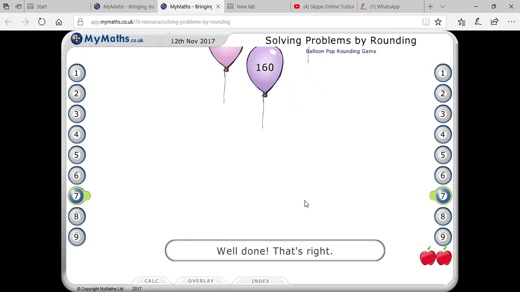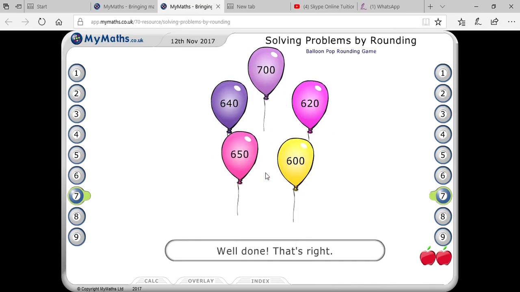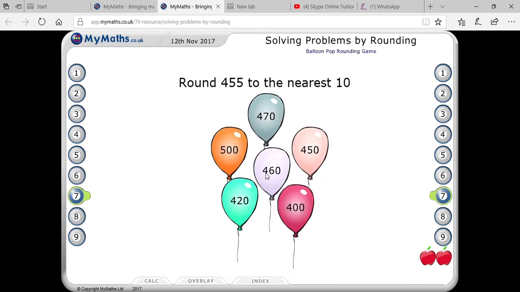Round 633 to the nearest 10. It's 630. The blue one in the middle. Yeah. I can see it. It's not really that much lagging now. That's interesting. Oh dear, you are in America, so the signal takes a little time to reach. It would take a few microseconds over there.